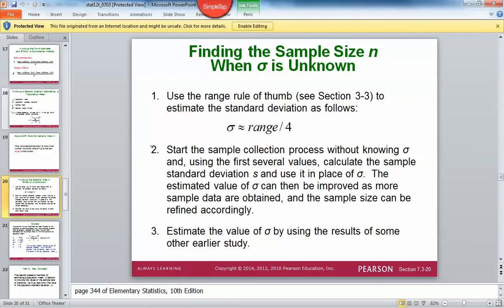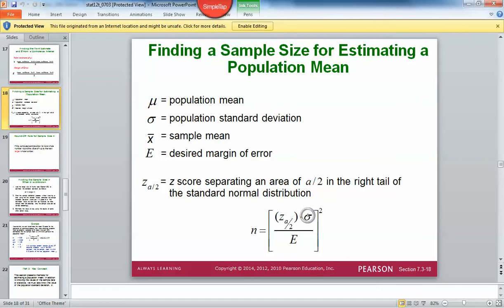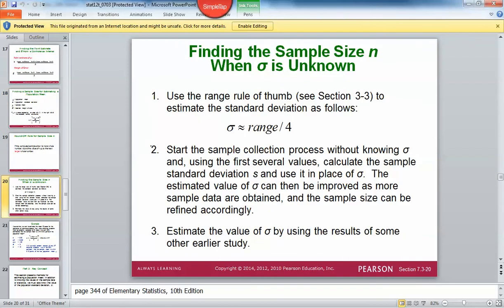And this formula also has population standard deviation in it. So if you don't know the population standard deviation, we need to use the range rule of thumb, which is the range divided by 4. Sometimes we may not have the population standard deviation given to us in the problem.